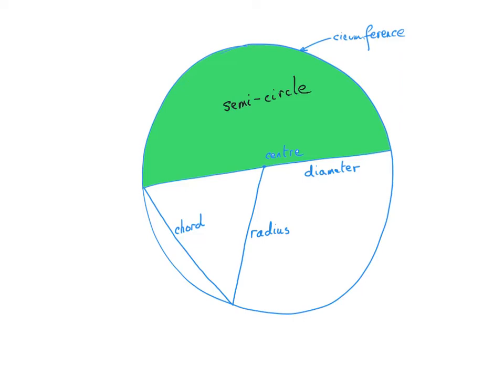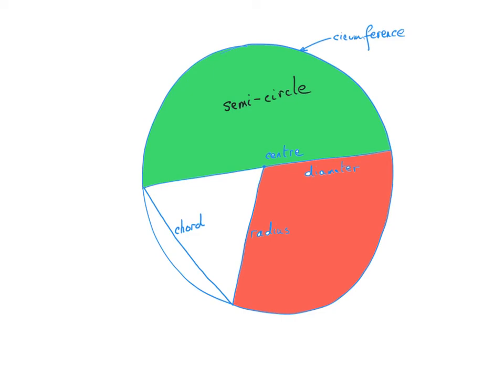And if we take an area like this, let's not do it in blue, everything will disappear. This is called a sector. If we consider an area cut off by a chord, that's called a segment.